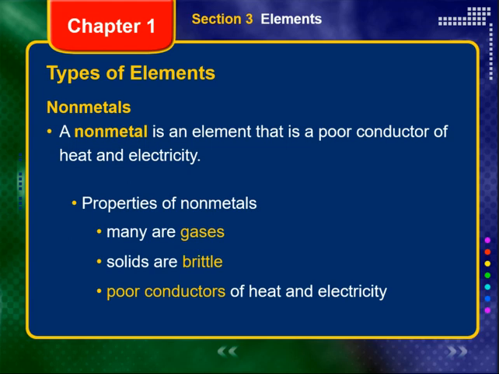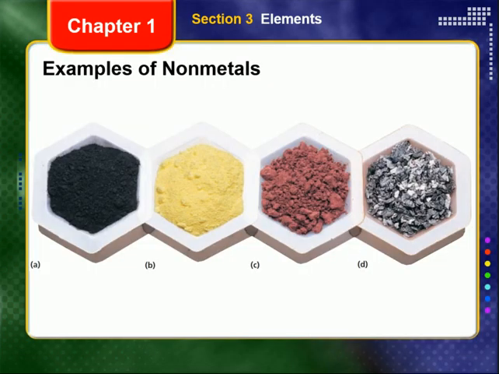Low conductivity can be used to define nonmetals. A nonmetal is an element that is a poor conductor of heat and electricity. If you look back at the images on the previous slide, you will see that there are fewer nonmetals than metals. Some nonmetals are illustrated on the screen here. A is carbon, B is sulfur, C is phosphorus, and D is iodine.